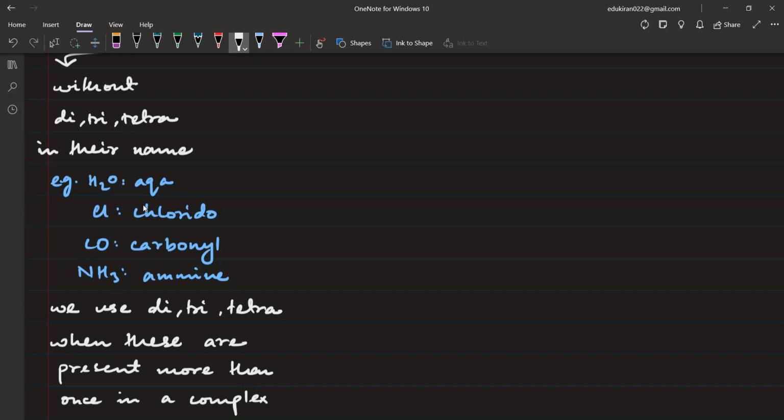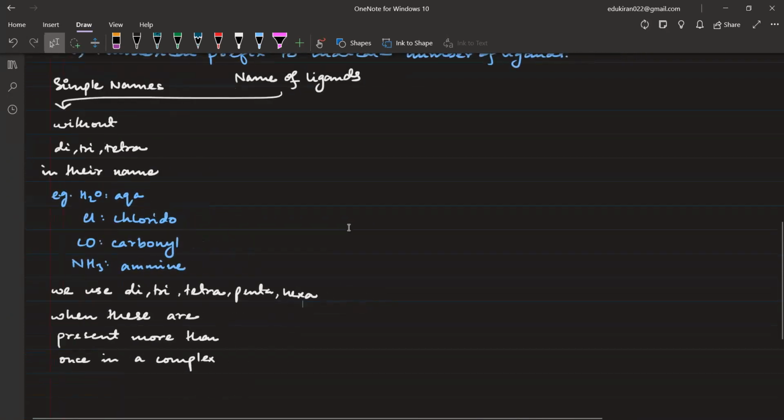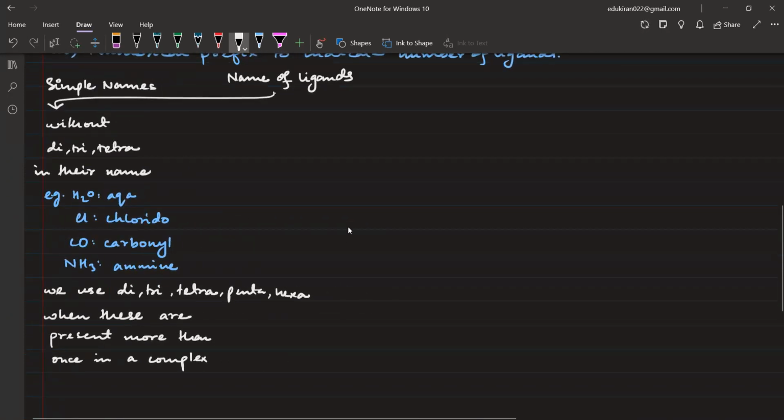Okay, di, tri, tetra, penta, hexa, it will go up to there. Write it all down. Got it? Then there is another category of names of ligand which contain di, tri in their name.